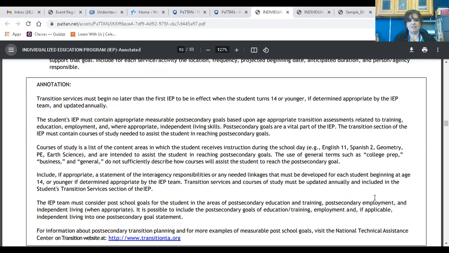The IEP team must consider post-school goals for the student in the area of post-secondary education and training, employment, and independent living when appropriate, and make sure that we focus on the interest of the student, whether or not they want to go to tech school, a 4-year college, a 2-year college, or go straight to employment.